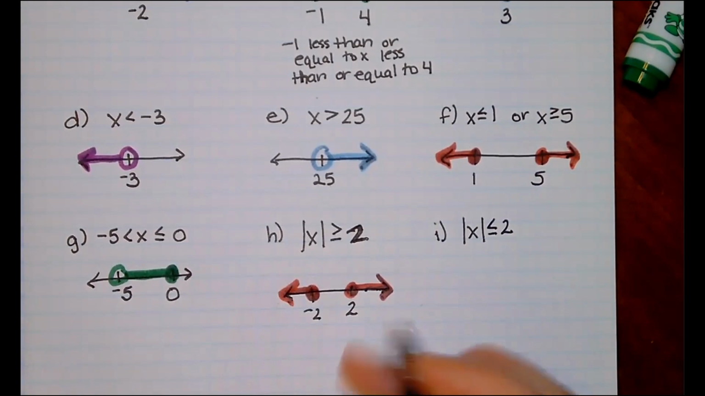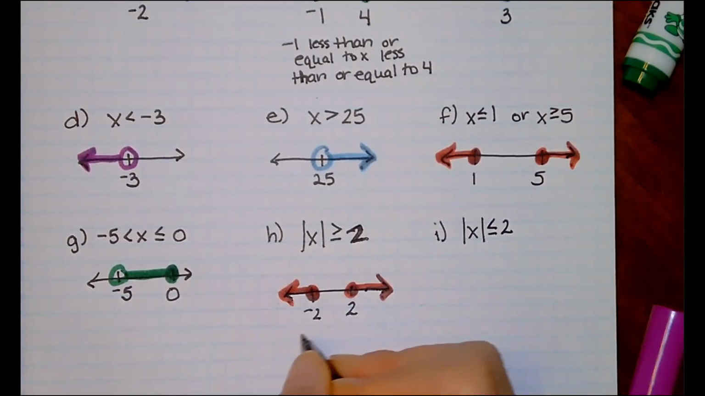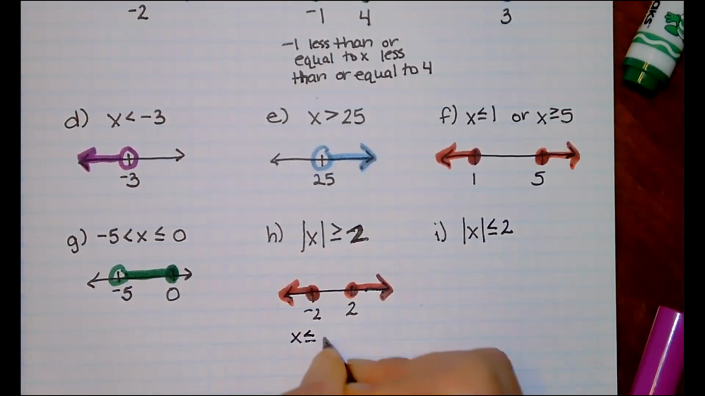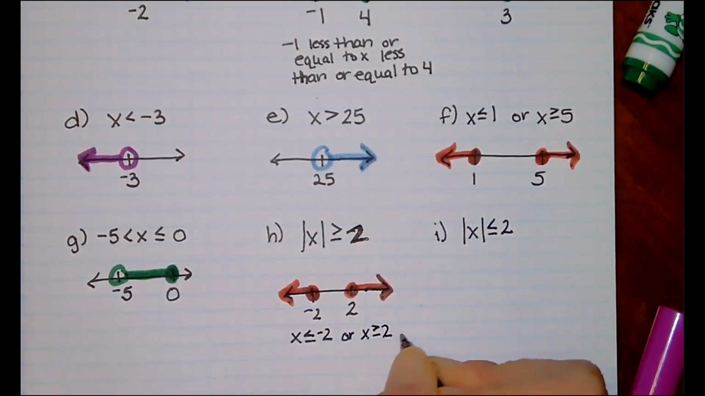And just a little note, this really could be written as x is less than or equal to -2. And if you have 2 separate pieces of graph, you want to use the word or. X is greater than or equal to 2.